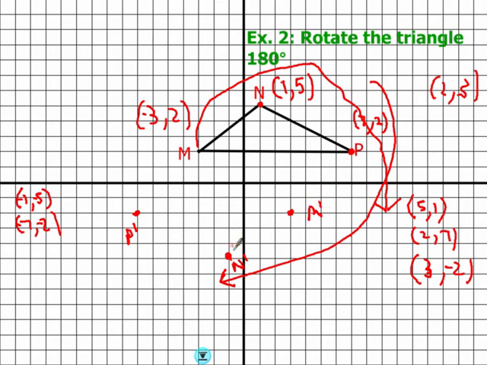So now if I connect my dots, I'll see that I've rotated my shape 180 degrees. So that's how we do this with rotations. We use our quadrants to figure out where we're supposed to be. Okay, let's take a look at one more example.